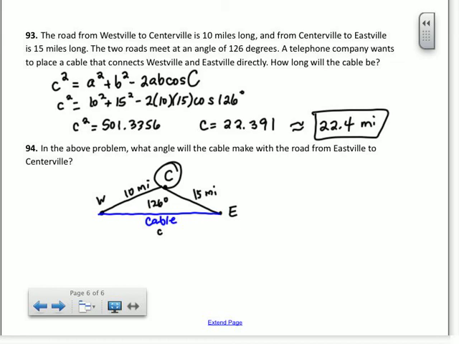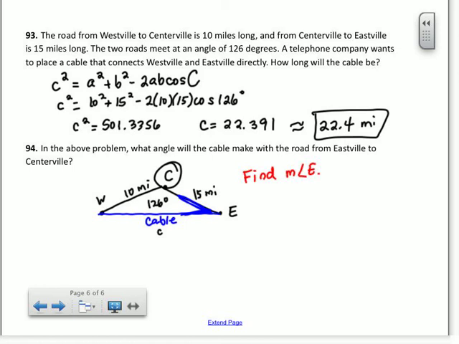But then also, notice how the 126 has to be your largest angle in the triangle. So it has to be larger than 10 and 15. It makes sense from your drawing. And then 94, it says, in the above problem, what angle will the cable make with the road from Eastville to Centerville? Okay, so it's saying the cable and the road from Eastville to Centerville. So we're trying to find angle E. So we want to find the measure of angle E.